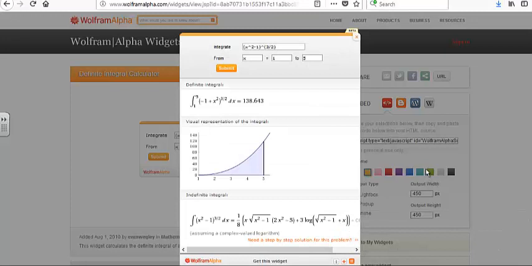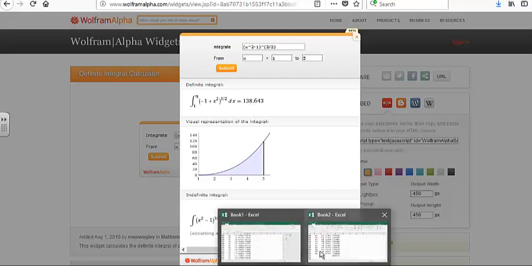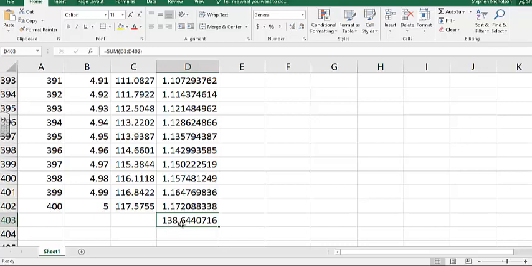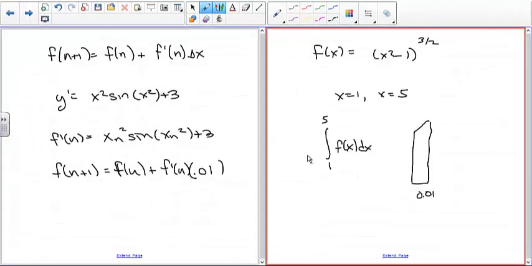Okay, so there's this Wolfram Alpha widget, and you can see that I put in x squared minus 1 quantity to the 3/2 power from 1 to 5, and you can see it comes up with 138.643, which compares to 138.644. So definitely the right answer. So let me explain what we did there.